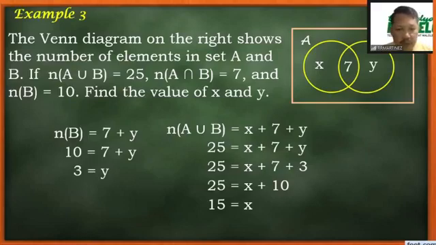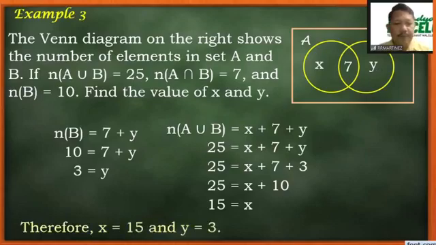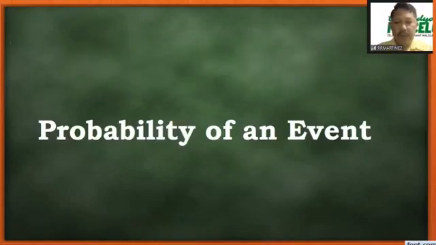Now, if you add these, we have to have 25. So 3 plus 15 plus 7 is 25. So if we replace it, we have X is 15 and Y is 3. So 15 plus 7 plus 3 is 25. Okay, then let us proceed to another topic, which is the probability of an event. Okay, again, the definition.